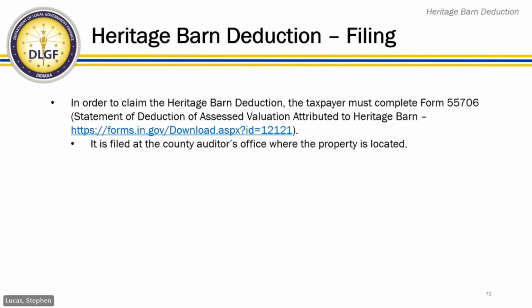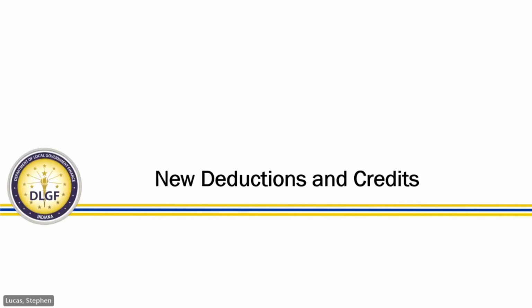Next. So to apply, the taxpayer must complete the appropriate form. The link is on the slide, and file it with the county auditor's office, again by the end of the year for next year's taxes. So next year is the pay year. So that takes care of the Heritage Barn.